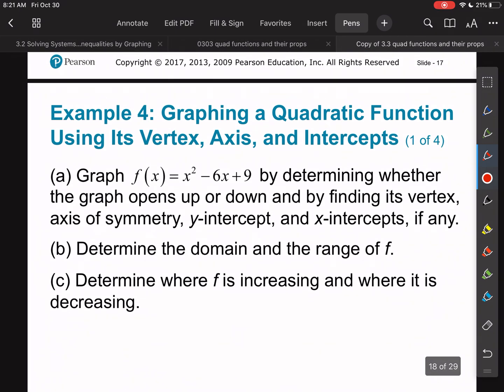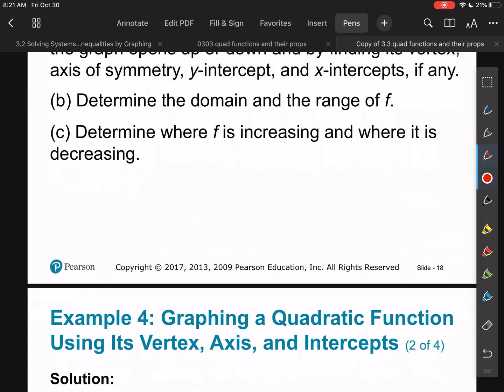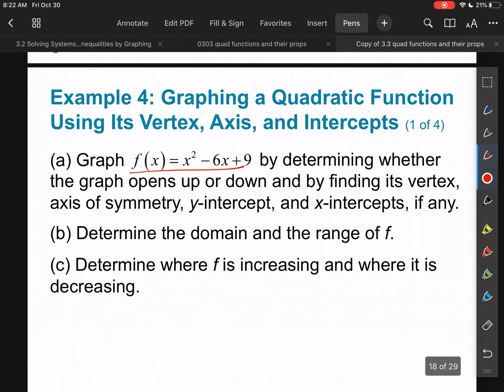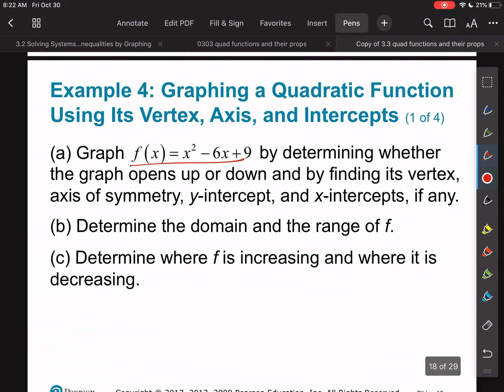Example 4 says graphing a quadratic function using its vertex, its axis, and its intercepts. It says graph this function by determining whether the graph opens up or down and by finding its vertex, axis of symmetry, y-intercept, and x-intercepts, if any. Really, guys, this is no different than what I just did, so I'm going to do it quickly, because I don't want to take up too much time.